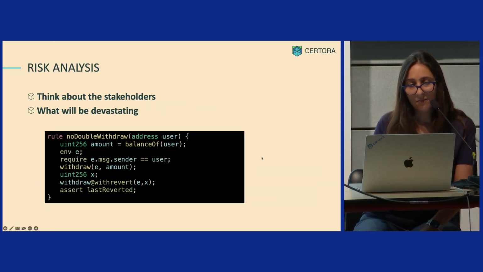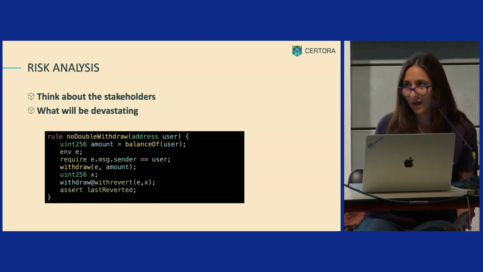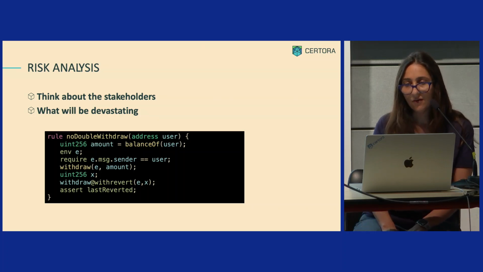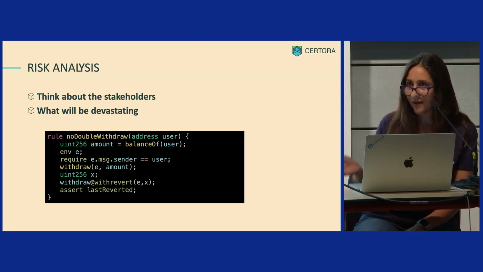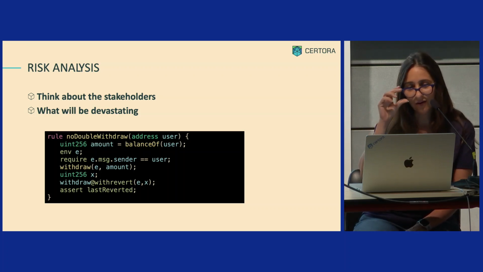And the last type of properties are risk analysis. This is thinking about what would be an attack on the system. What would be devastating? What should never happen? You have to put your other hat on, put your black hat on, and think maliciously. Think that you want to break the system, and then you can think about those properties.